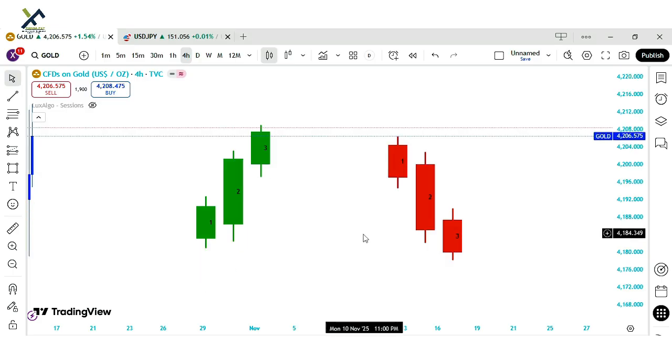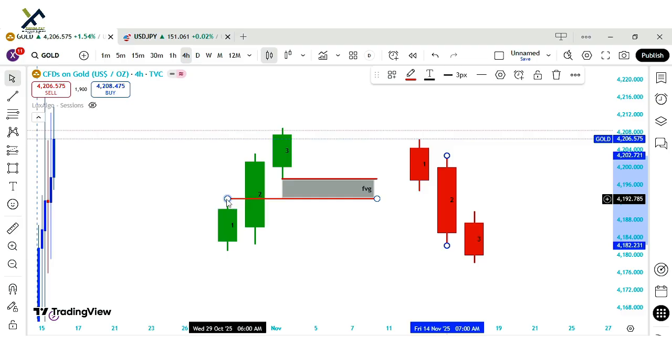Now, how do I identify this gap? Once you have spotted these three candles, 1, 2, and 3, and there is a gap between candle 1 and candle 3, the only thing you have to do is to mark out that gap. You mark out the peak of candle 1 and the bottom of candle 3. That gap between them is called a fair value gap. Now, this is on a bullish scenario.